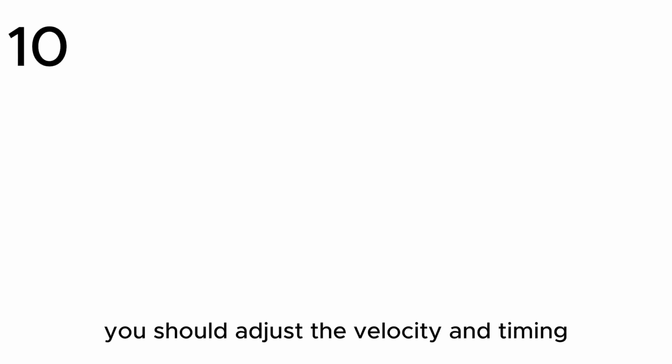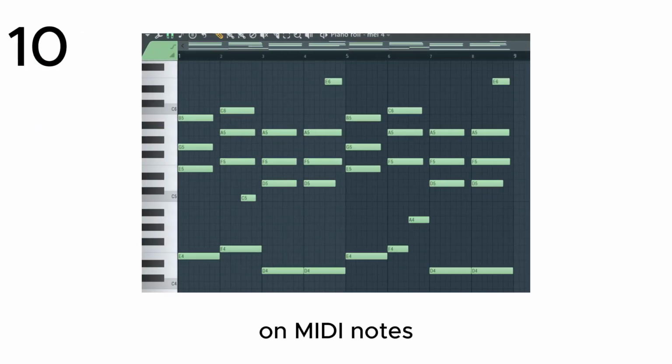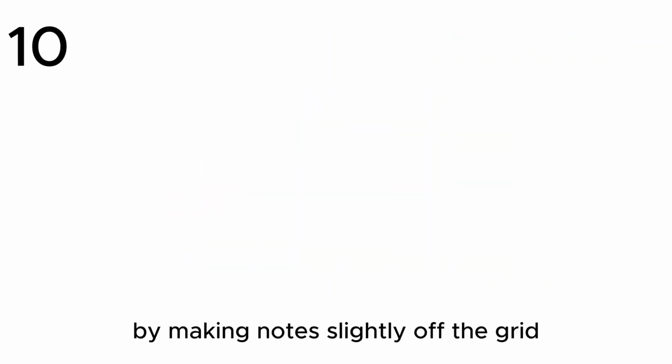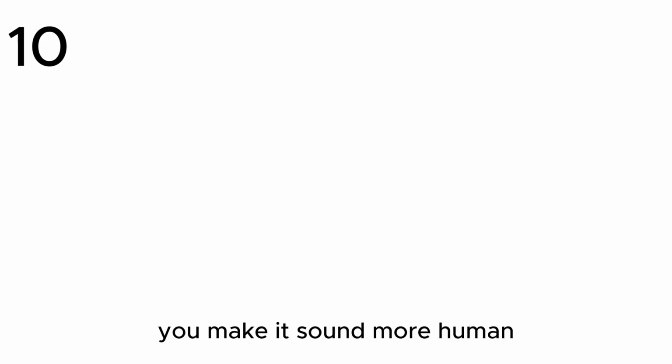You should adjust the velocity and timing on MIDI notes to make it more human. For example, if you have a drum fill, the drummer wouldn't play everything at the same volume. By making notes slightly off the grid, you make it sound more human.